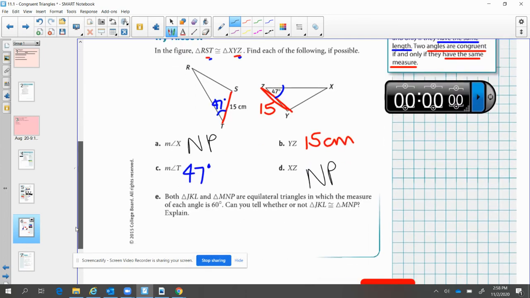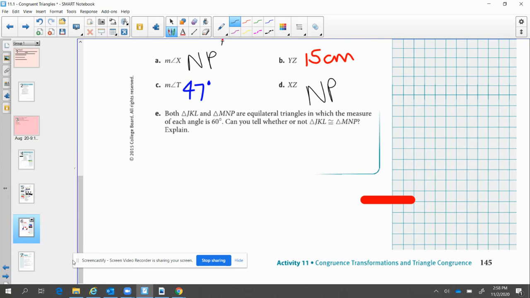Now, if we know we have two triangles that are equilateral triangles, we know that all their angle measures are 60 degrees. Does this necessarily mean, though, that the two triangles JKL and MNP are the same size?